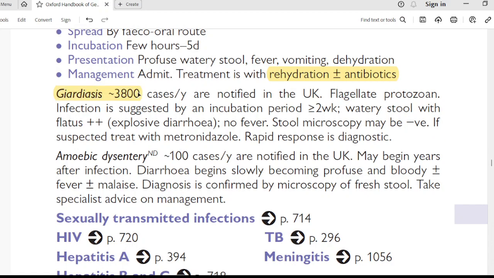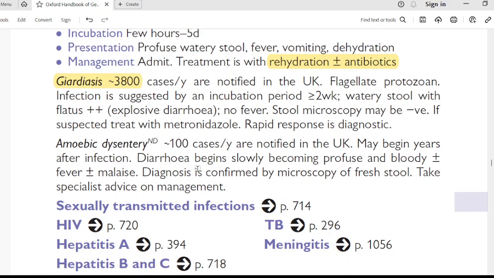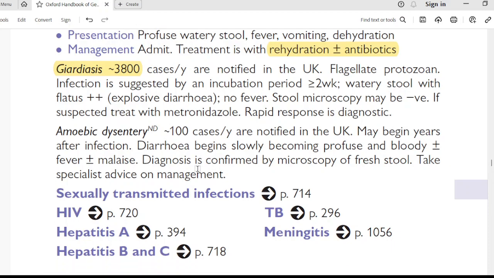Giardiasis. 3,800 cases per year are notified in the UK. A flagellate protozoan infection is suggested by an incubation period of more than 2 weeks. Watery stool with flatus, explosive diarrhea. No fever. Stool microscopy may be negative. If suspected, treat with metronidazole. Rapid response is diagnostic.